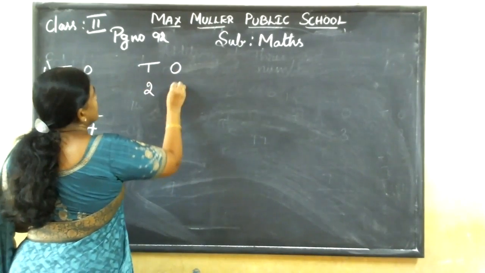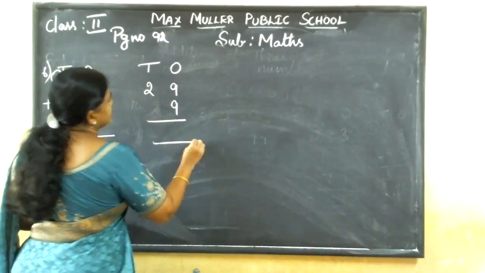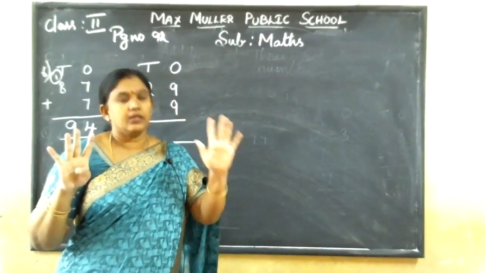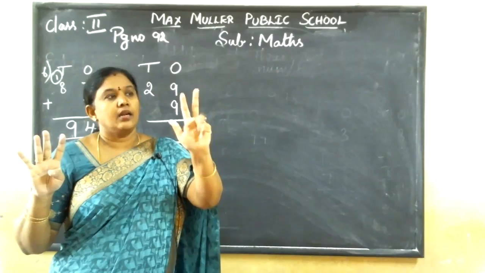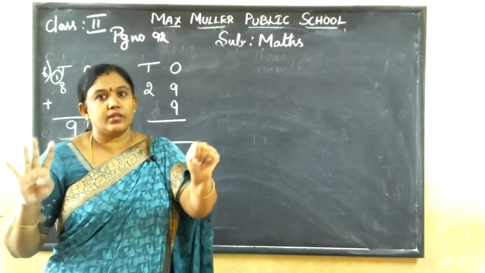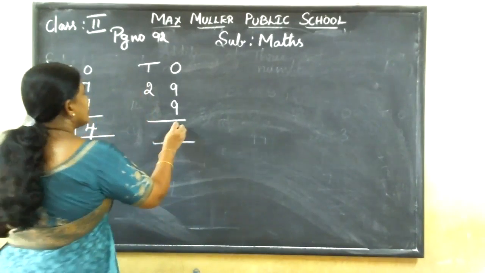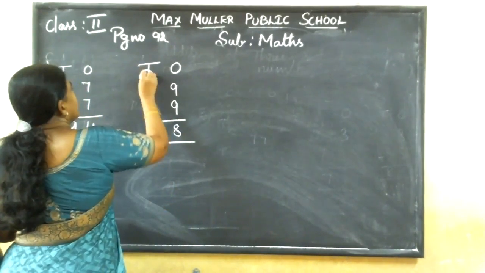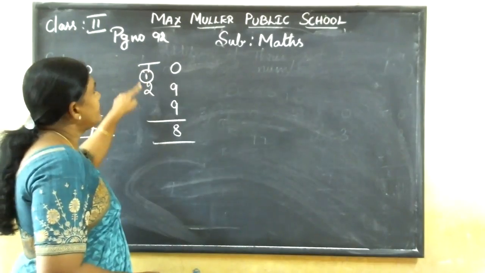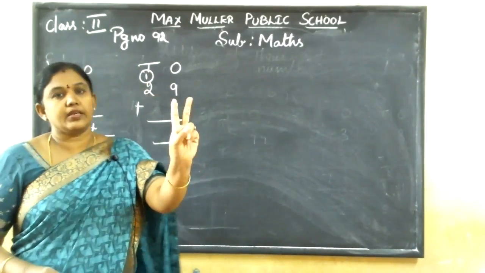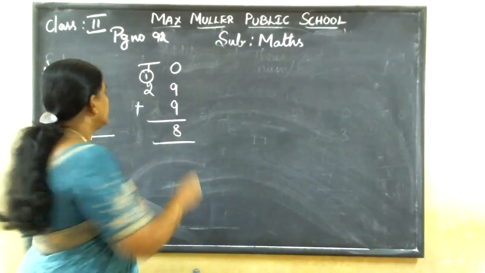29 plus 9. 9 in the mind, 9 in the finger. After 9, 10, 11, 12, 13, 14, 15, 16, 17, 18. 8. 1 you will carry here. 1 plus 2. 1 plus 2. 1 in the mind, 2 on the finger. After 1, 2, 3. 38.